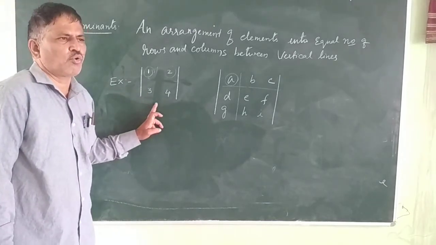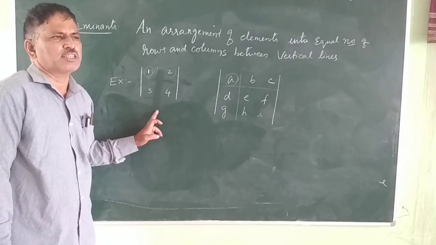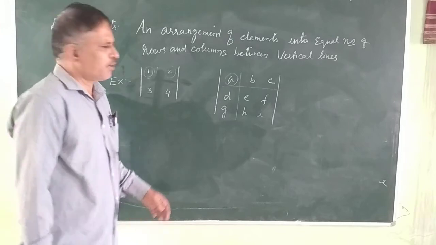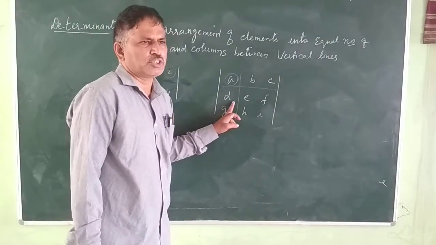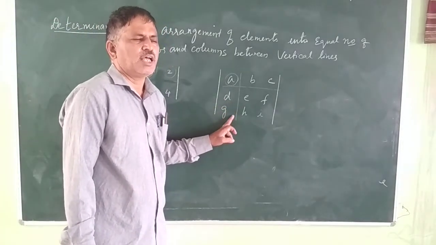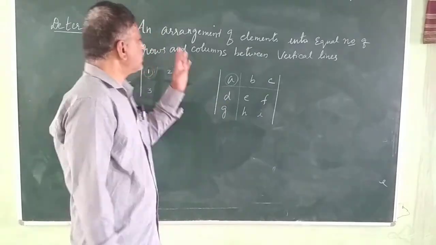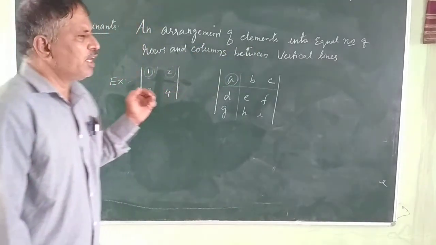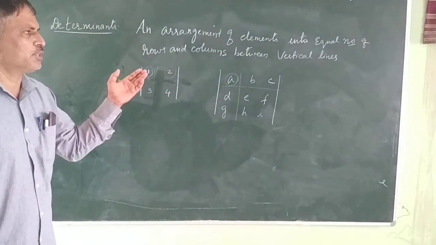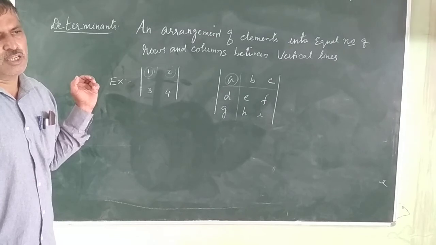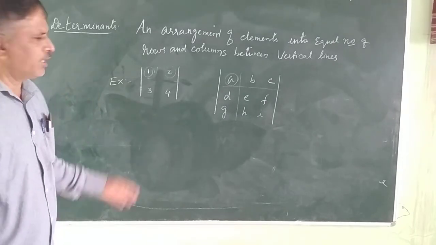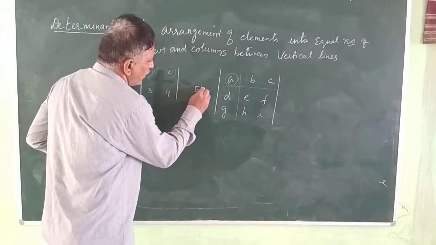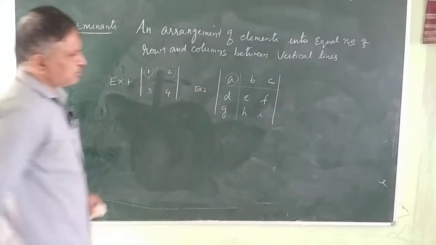Here it is having 2 rows and 2 columns, hence it is called a second order determinant. Whereas here we have 3 rows and 3 columns, hence it is called a third order determinant. Yes, write down. Determinant means an arrangement of elements into equal rows and columns between the two vertical lines is called a determinant. With this example, you can take this as example 1, this as example 2. Yes, please note down.